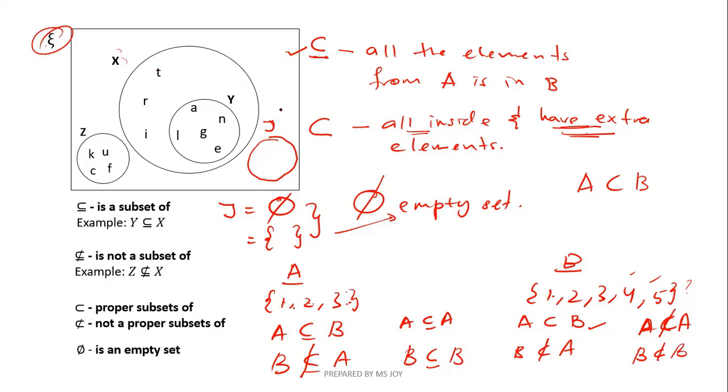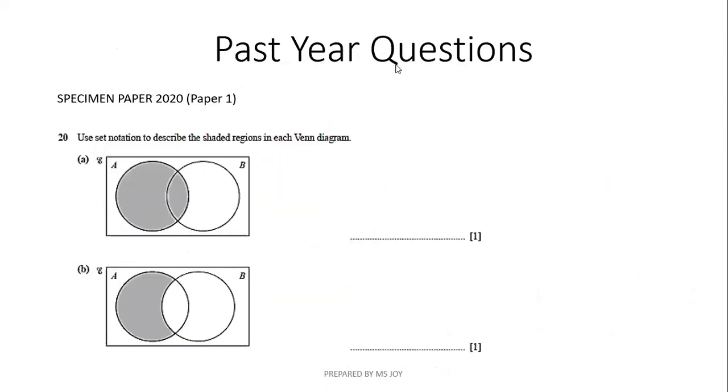All right, now we go to the next part of the slide. We go for past year questions. I want everyone to try to do this question. Let's say the first one, I help you guys. Use set notation to describe the shaded region. Remember the word I said just now. If the question says set notation, that means you're going to use symbols like union, intersection, empty set, proper subset, and element. So here the shaded part is A, correct or not? So how do I describe this using set notation?